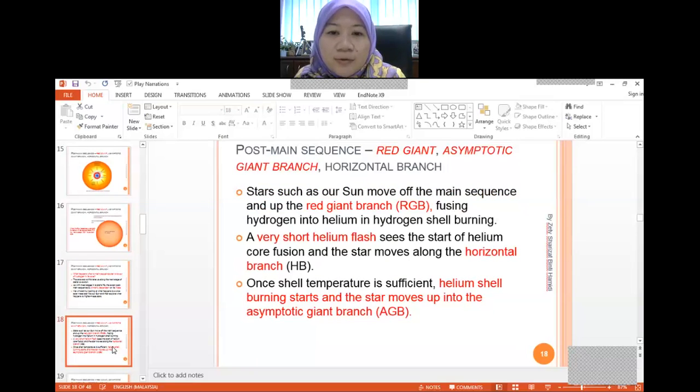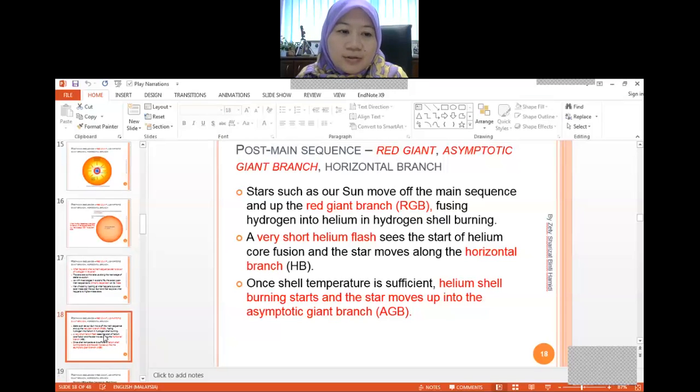The sun will move off to the red giant branch, for example, and it will be fusing hydrogen into helium inside the hydrogen shell. Then a very short helium flash happens when the star moves along the horizontal branch, or HB stage. We can then have helium shell burning start, and the star also moves up into the AGB, or asymptotic giant branch.